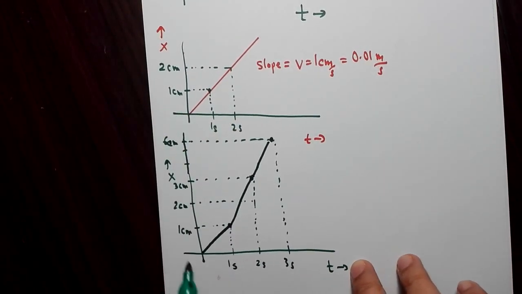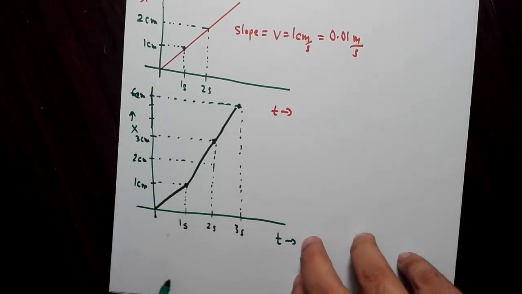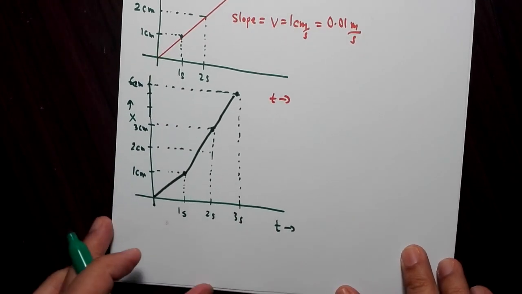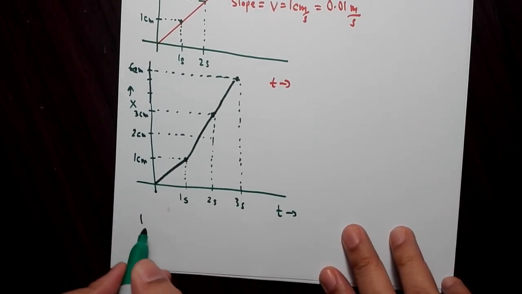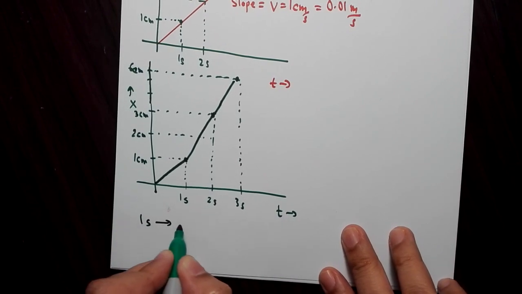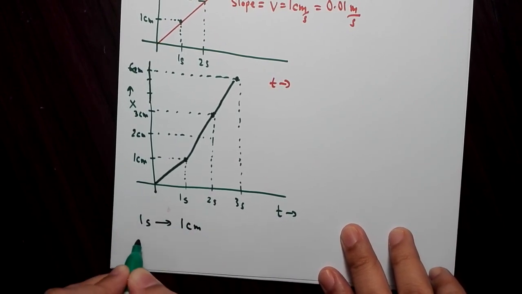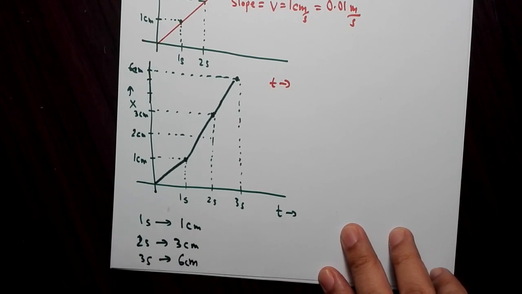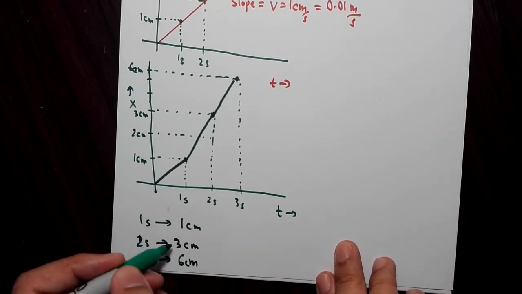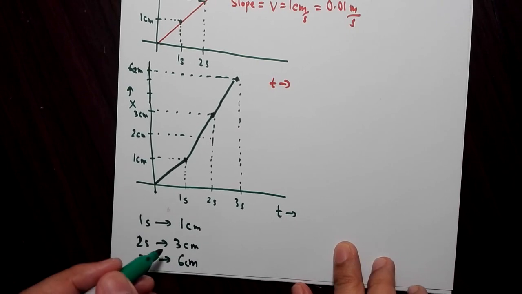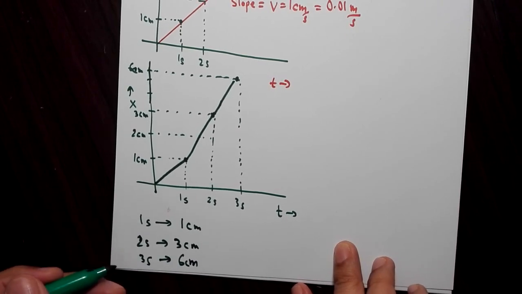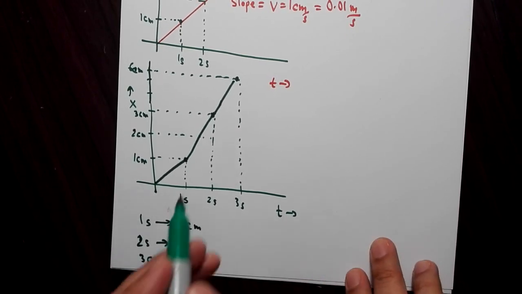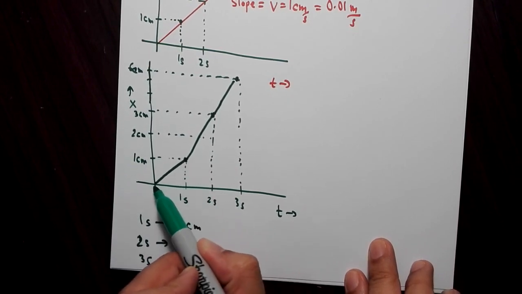Right? So what's going on is, in the first second he's at 1 centimeter, the second second he's at 3 centimeters, and the third second he's at 6 centimeters, right? So you can see that if you want to find the velocity, you can look at the slope of this line, which will give you the velocity.